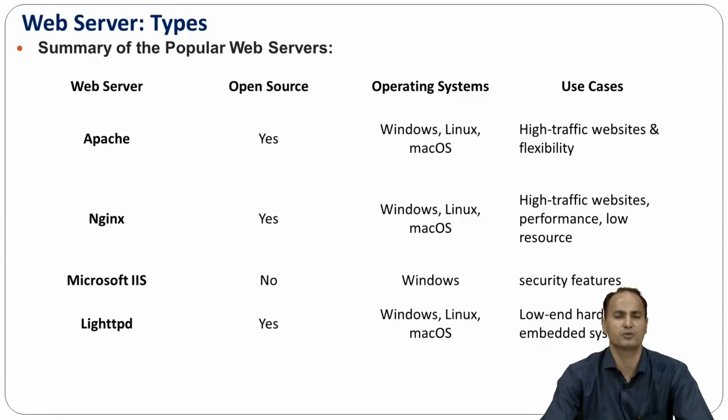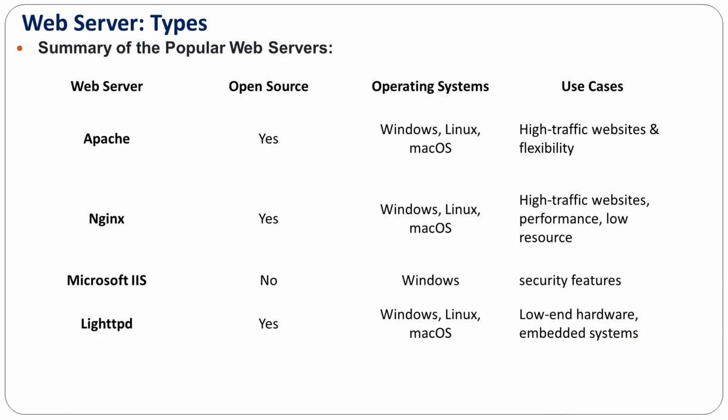Now, at last, if we have to summarize these web servers based on certain criteria, then Apache, Nginx, Microsoft IIS and Lighttpd can be categorized based on open source, operating system and use cases. Apache is open source. It supports Windows, Linux and Mac OS, and it is highly suitable where high traffic websites and flexibility are the constraint. Nginx is also open source and also supports Windows, Linux and Mac OS, and it can be used in high traffic websites, performance-required websites and low resource constraint websites.